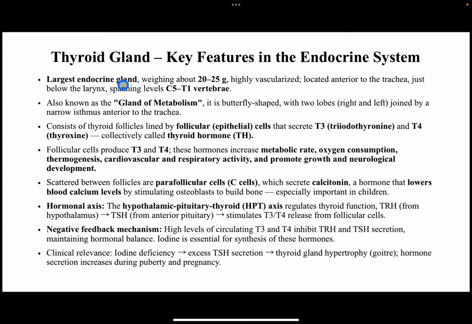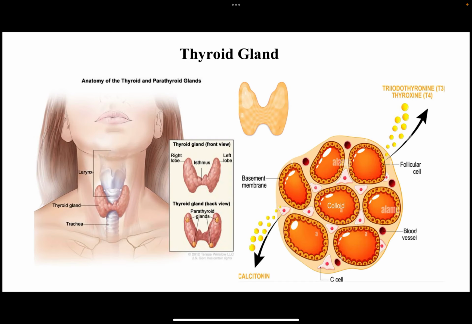Okay, so this is the largest endocrine gland. It weighs about 20 to 25 grams, highly vascularized, and it is located anterior to the trachea, just below. So it is located anterior, in front of the trachea. So this is the trachea, and it is just below the larynx.